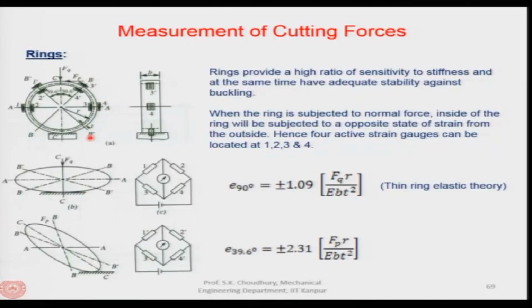All right. Now, when the ring is subjected to normal force F q, the inside of the ring will be subjected to an opposite state of strain from the outside. Hence, 4 active strain gauges can be located at 1, 2, 3, 4. So, this is the justification why the 1, 2, 3, 4 are positioned in the way shown here. Once again, I am repeating that when the ring is subjected to normal force, the inside of the ring will be subjected to an opposite state of strain.